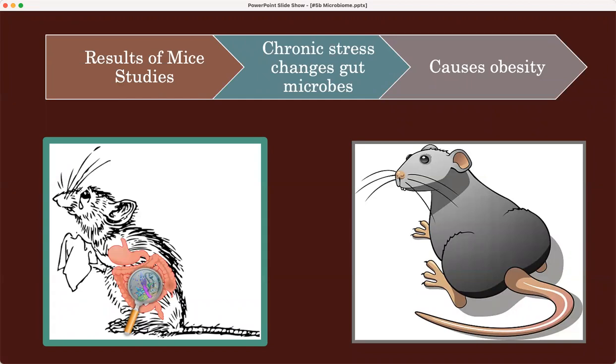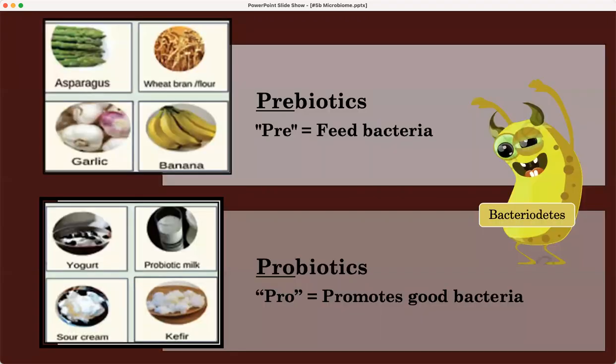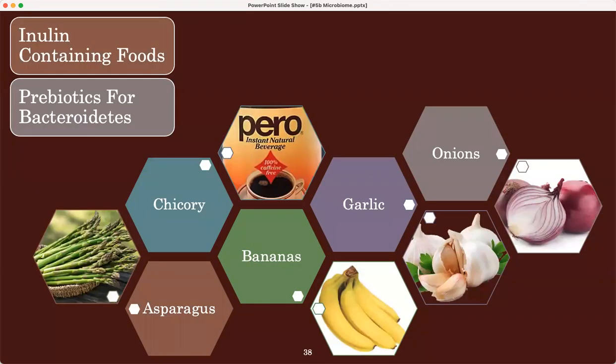The results of the mice studies have shown that chronic stress changes gut microbes and causes obesity. Prebiotics, pre as in feed the bacteria. And the ones on top that are shown here, asparagus, garlic, banana, actually feed Bacteroidetes. Pro is promoting good bacteria. So things like yogurt, probiotic milk, kefir, sour cream. So my list of inulin containing foods: onions, garlic, bananas, asparagus.